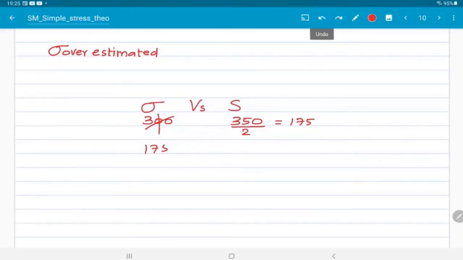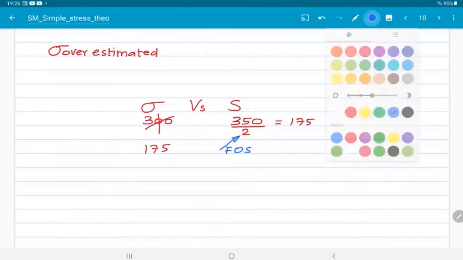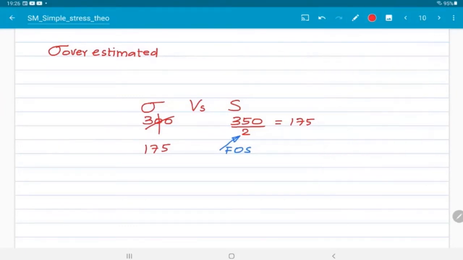So for the safety purpose, we are underestimating the strength. The underestimating factor is nothing but the factor of safety. Now tell me, which stress should be compared with the strength? Overestimated stress should be compared with the underestimated strength. Stress should be overestimated, strength should be underestimated. If you do both, your design will be safe at any cost, in any bad situation.